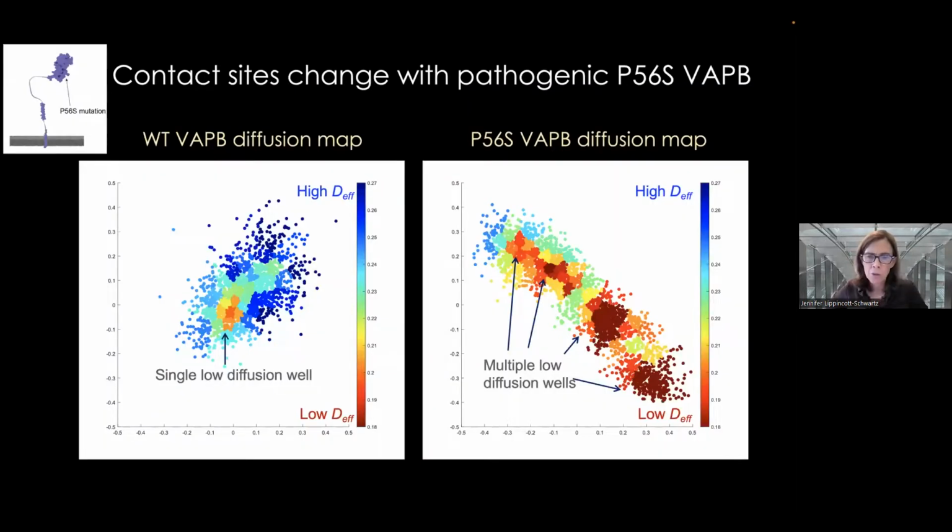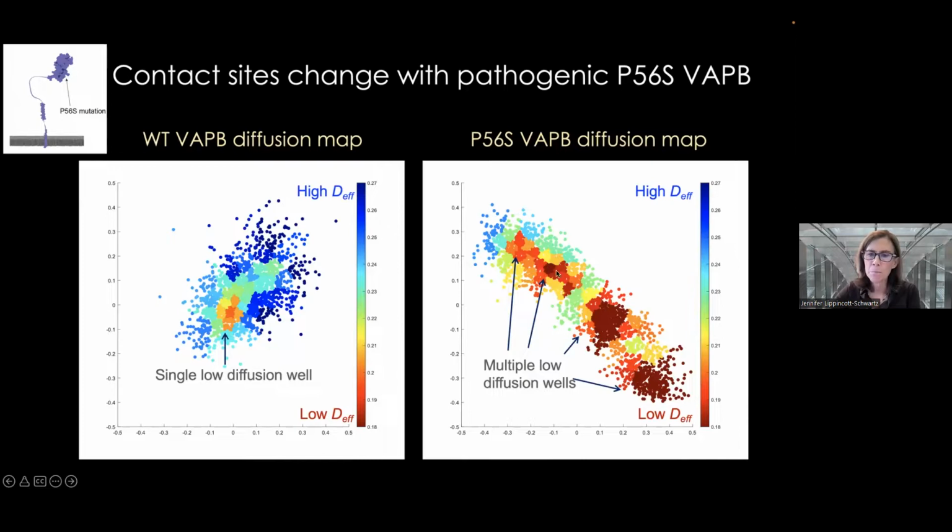Well, one of the things that we were interested in looking at with VAP-B in particular is its pathogenic mutation, P56S, which is basically one of the mutations that can give rise to a neurological disorder, Lou Gehrig's disease, ALS. What happens to ER exit sites in cells where we express this mutant form of VAP-B? And to the right shows the diffusion map of a typical ER mitochondrial contact site under these conditions. And it's pretty striking in terms of how it's changed relative to the wild type situation.